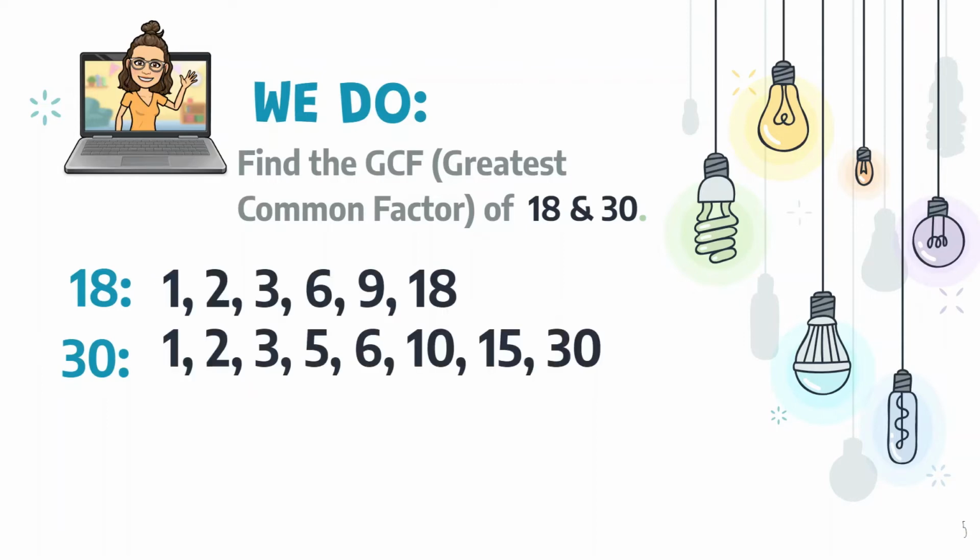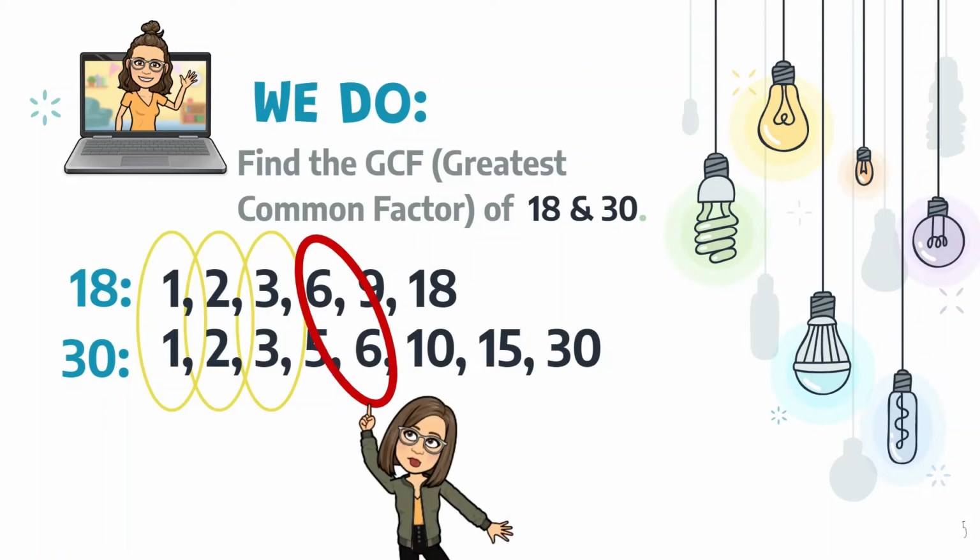How did you do? Pause the video again to compare your two lists and circle all the factors that show up in both of the lists, the common factors. I found 1, 2, 3, and 6 to all be in common. Out of those, the one I care about the most is the greatest one. 6. You did it. You found the greatest common factor.